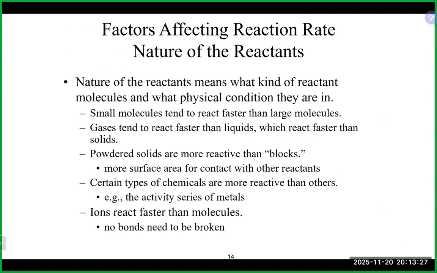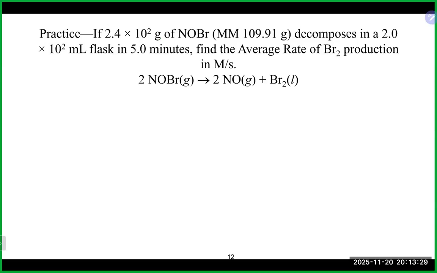All right, let's say we had 2.4 times 10 to the 2 grams of NOBr, with a molar mass of 109.91 grams per mole, which you would get from the periodic table if it wasn't given to you. It decomposes in a 200 milliliter flask in 5 minutes. We're looking for the average rate of Br2 production.